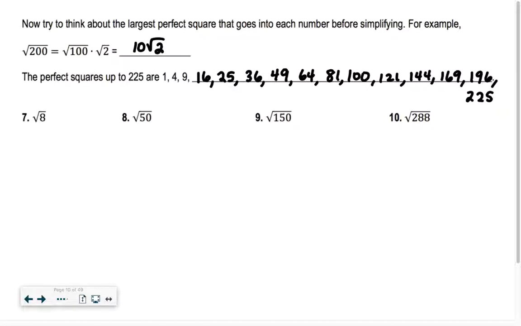I have a good friend that works at Sycamore. He always makes his students memorize it up to 25 squared. You have to know all the way up to 25 squared. Can you imagine?